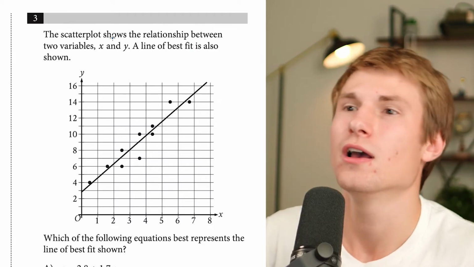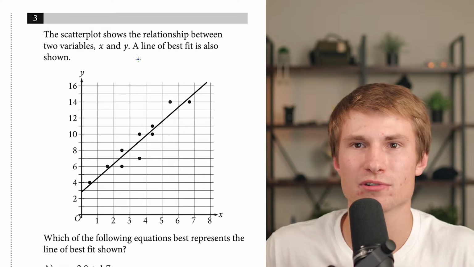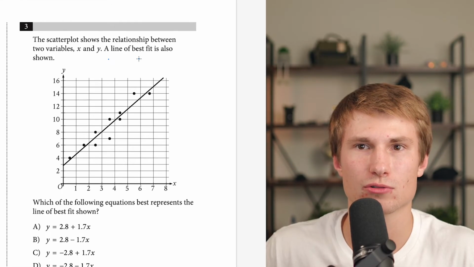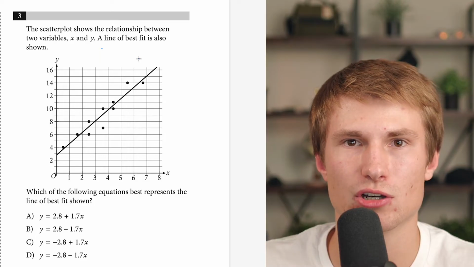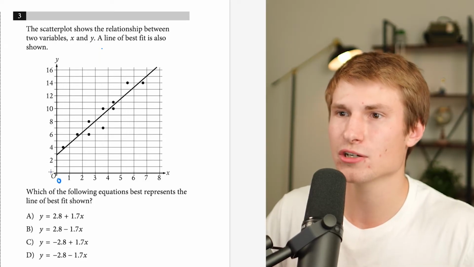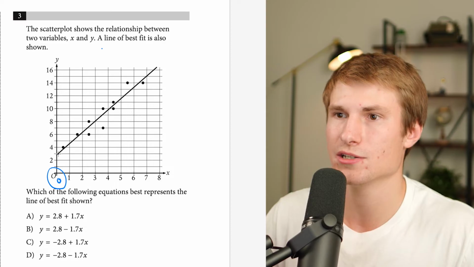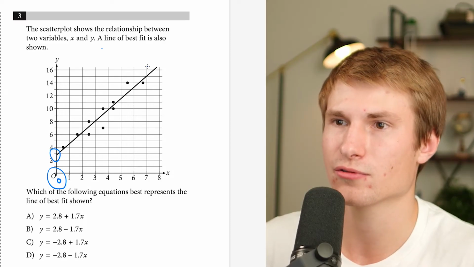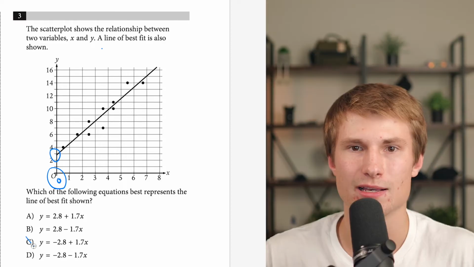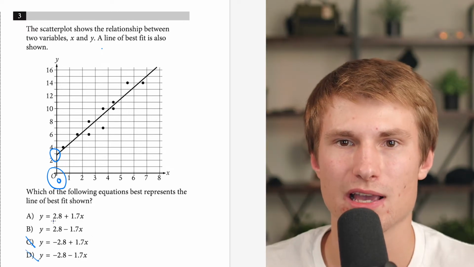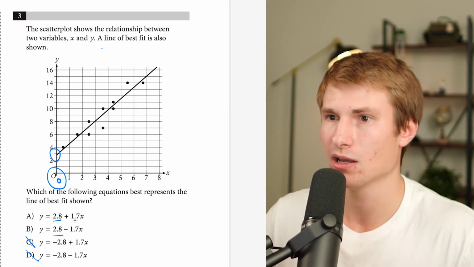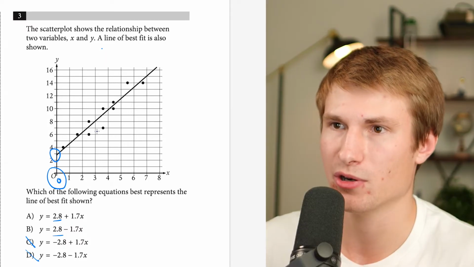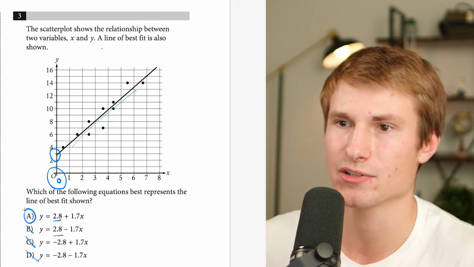All right, question number 3. Scatterplot shows relationship between two variables, x and y. A line of best fit is also shown. Which of the following equations best represents the line of best fit shown? All right, well, I'm going to check if I have 0, 0 for my x and y's there. I see I do. Y-intercept looks like it's right around 3, and then I've got a positive slope. Okay, C and D both have negative y-intercept, so I'll get rid of them. Options A and B have both the y-intercept of 2.8, which is roughly correct. And then we've got different slopes, but we know our slope's got to be positive, so we can get rid of B. Our answer there will be A.